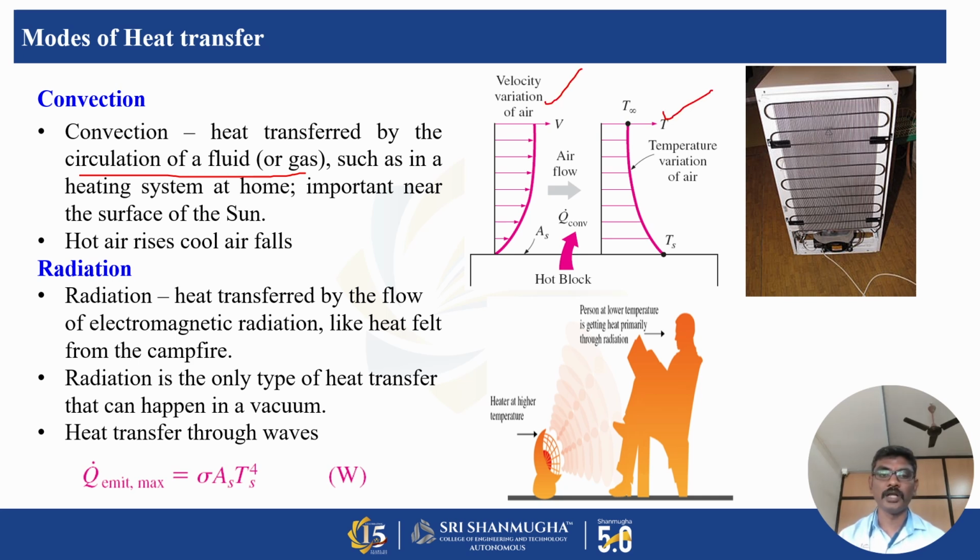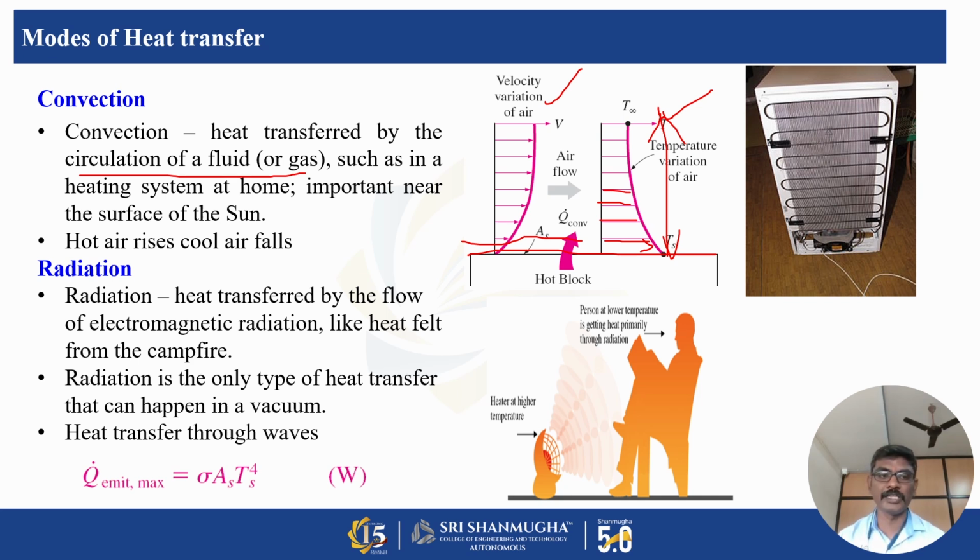In this picture, there is a hot block. Air flows near the block. The temperature of the air will be very high near the block, then gradually decreases based on the distance. For example, here we show the backside of the fridge. So the refrigerator is the best example for convective heat transfer.